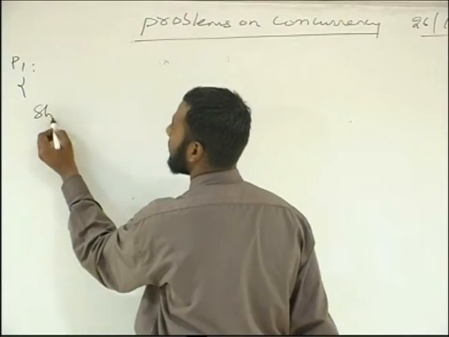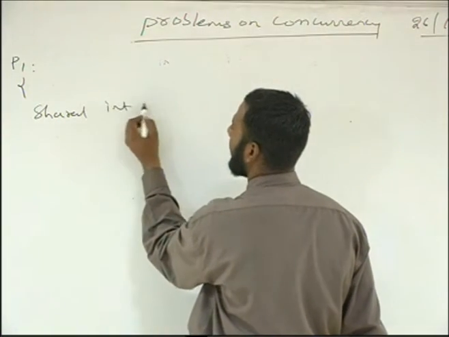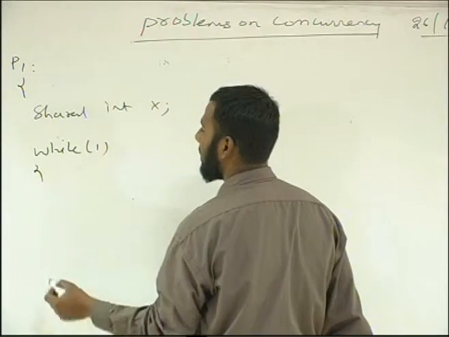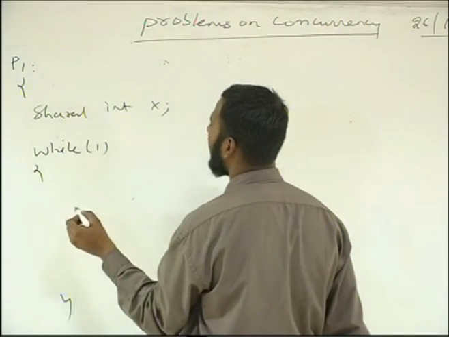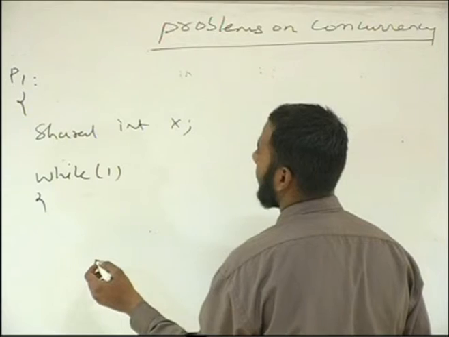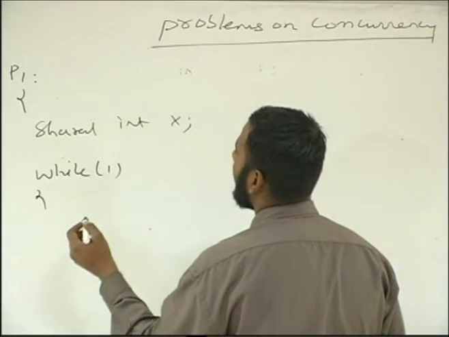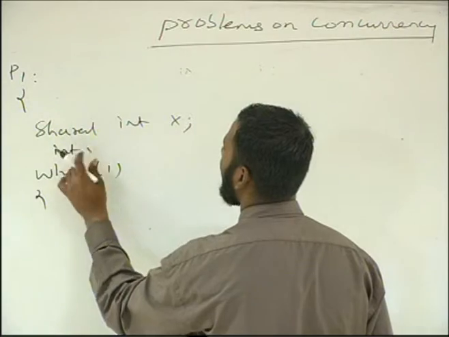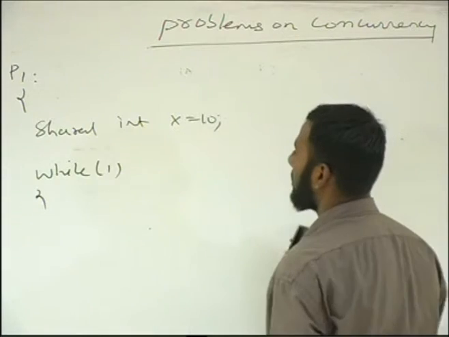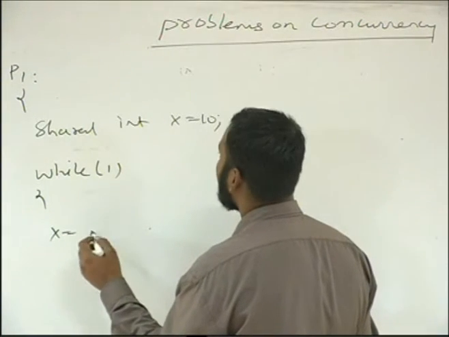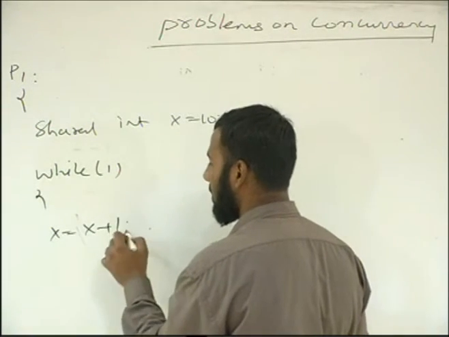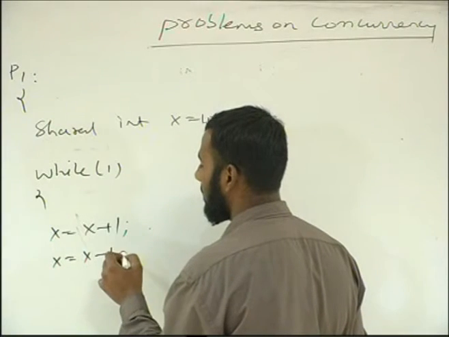Now, this process P1, suppose we have a shared variable called int x. And here we have an infinite loop which is working. We assume that the value of x is initialized to 10, for example, x is equal to 10, suppose. Now, here we are first incrementing the value of x, so x is equal to x plus 1, and x is equal to x minus 1.